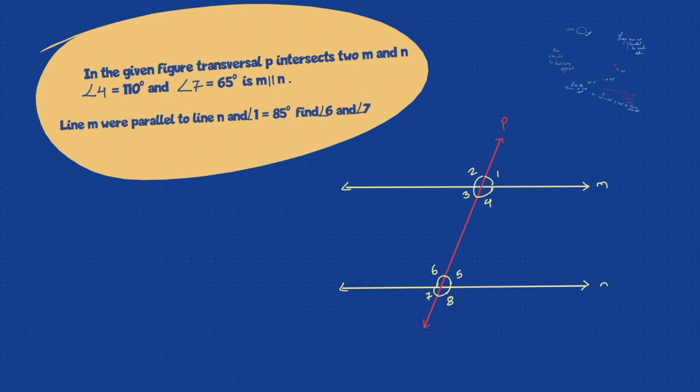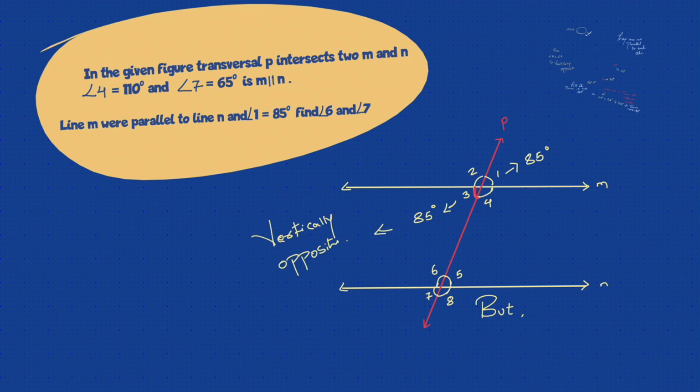Now I put a different scenario to the same question. Line M is parallel to line N. Consider that it's a new question, and angle 1 is equal to 85 degrees. So angle 3 will also be equal to 85 degrees, yes, vertically opposite. And I am being asked what are angle 6 and angle 7.